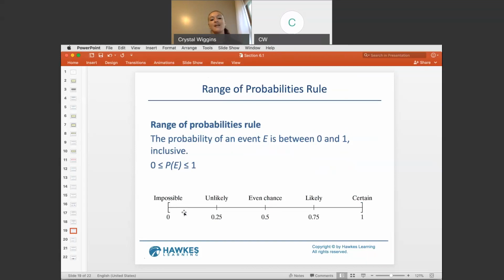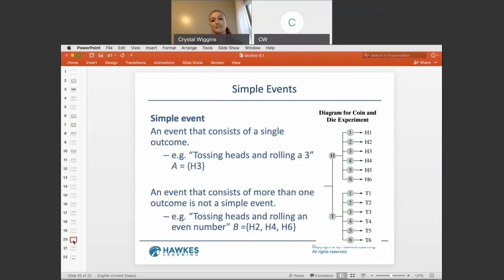So notice the scale, 50-50, 0.5 is an equal chance between the items. 50-50 is typically talking about 2 outcomes. But anything that's between 0 and 0.5 is more of the unlikely range of an event occurring, and 0.5 to 1 is more of a likely range of an event occurring.